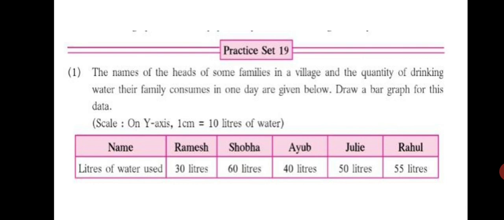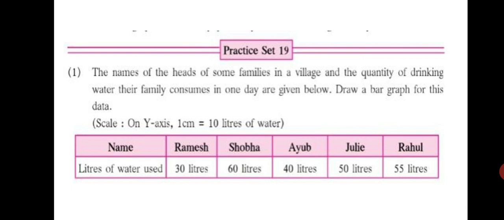First sum. The names of the heads of some families in a village and the quantity of drinking water their family consumes in one day are given below. Draw a bar graph for this data. Now, scale on y-axis is already given, so we will use the same scale. 1 centimeter is equal to 10 liters of water.